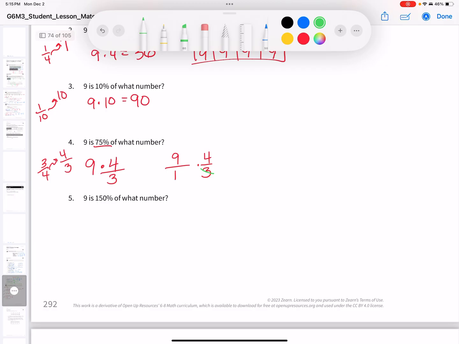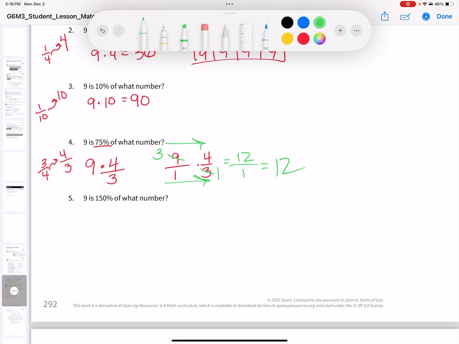3 goes into 3 one time. 3 goes into 9 3 times. And then I just multiply across. 3 times 4 is 12. 1 times 1 is 1. So that leaves me with 12. 9 is 75% of 12.